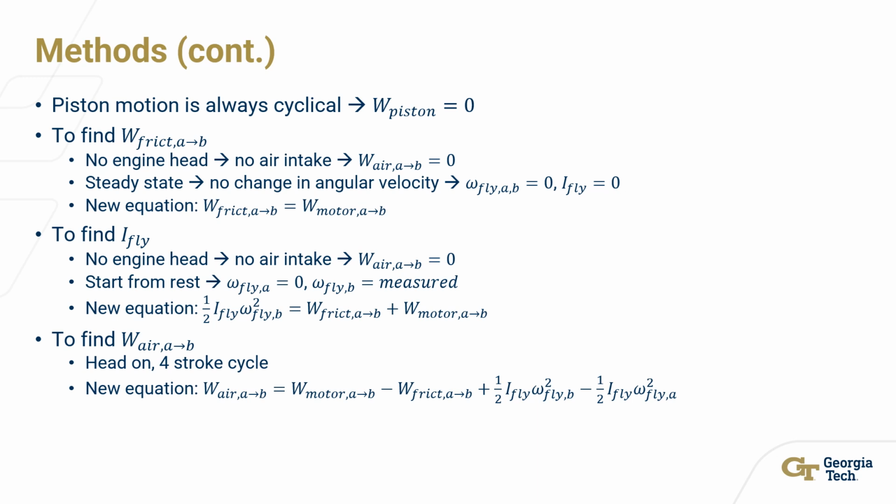Running the engine again from rest eliminates the starting angular velocity. Because the end velocity is a known value, this leaves an equation for I_fly. To find the final variable, the work of air, the engine head is reattached to create a 4-stroke cycle. The work of air can then be found using all known variables.